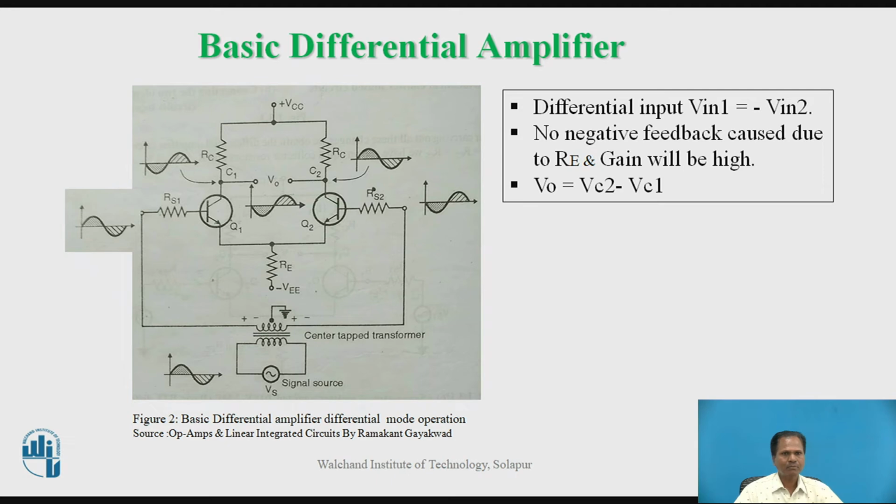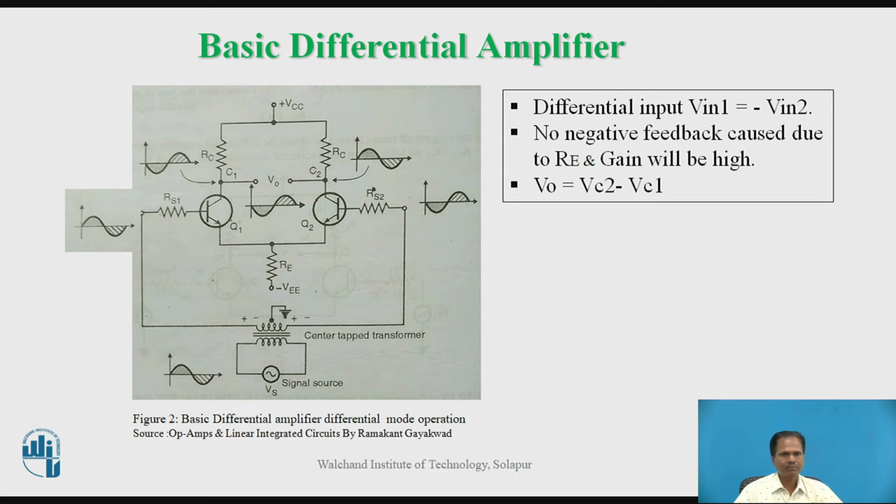Now consider a positive half cycle of the input signal. During the positive half cycle, the input for transistor Q1 is positive. At the same time, the input voltage for transistor Q2 is negative. So corresponding to this, the voltage at the collector of Q1 is negative and the voltage at the collector of Q2 is positive with respect to the input signal. So the output signals are out of phase with respect to the input base signals.